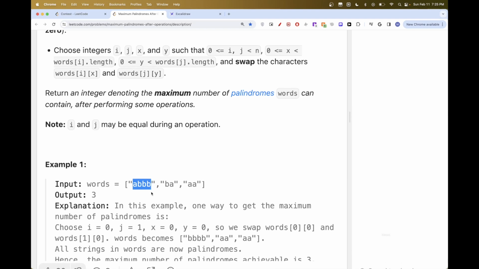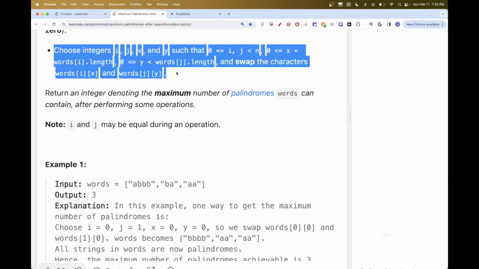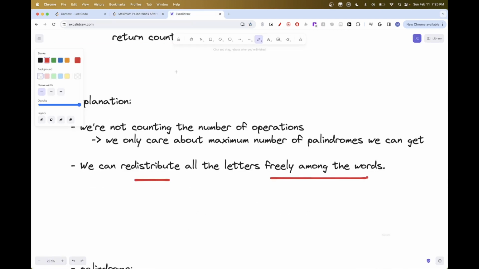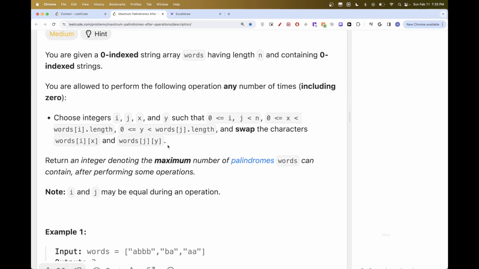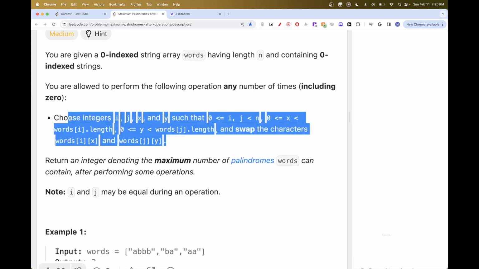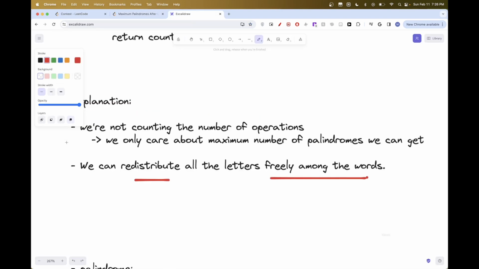No matter how you redistribute, you can accomplish that redistribution with the swaps. And since we don't have a restriction on how many swaps we can do, you can just redistribute freely, right? So this is the key idea of this problem. And this is a good thing to think about with problems. Sometimes you don't need to do the actual steps that the problem says you need to do. If there is another, simpler way to accomplish it, then that works, okay?